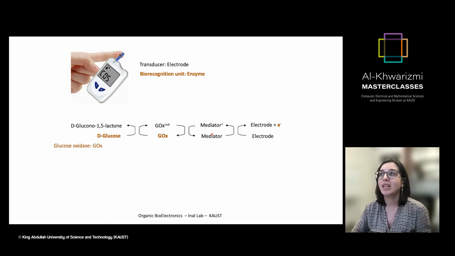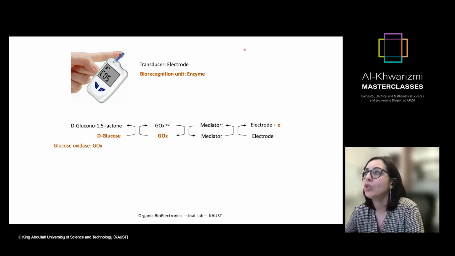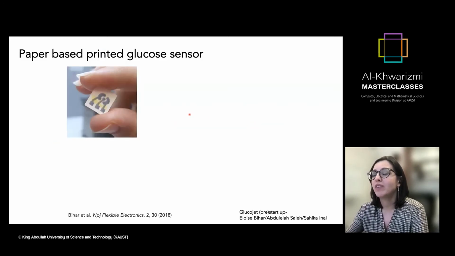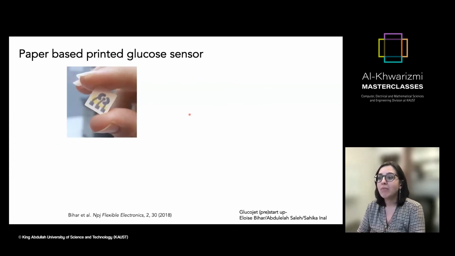So this is basically the mechanism of how you do electrochemical detection by using an electrochemical system. Electrodes and enzyme and their reaction in between. Now, the same thing that I'm talking about can actually be fabricated on a disposable paper substrate.